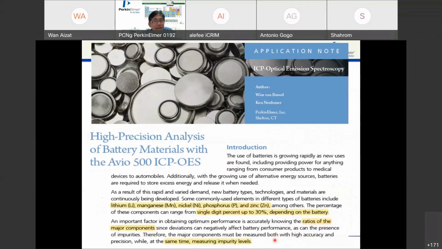Now we look into high precision analysis. This is a paper from PerkinElmer on analyzing battery material using ICP-OES. Apart from lithium, there are manganese, nickel, phosphorus, zinc. So it's a mixture of these elements, with a ratio of major components. So this is on the ICP-OES.